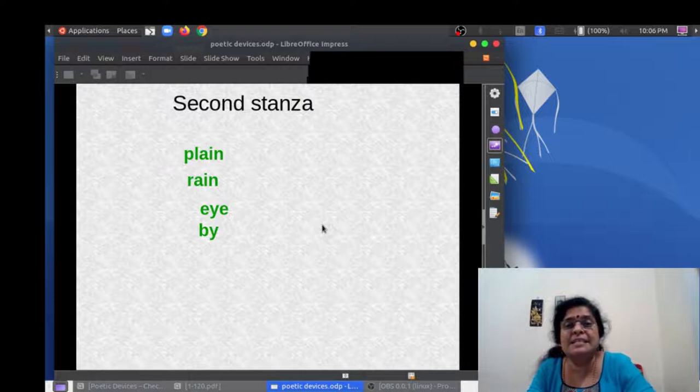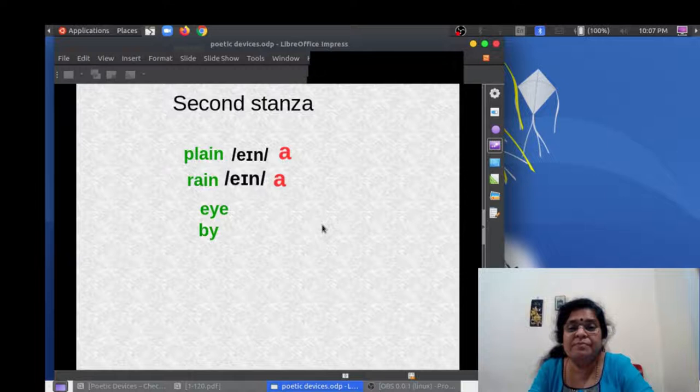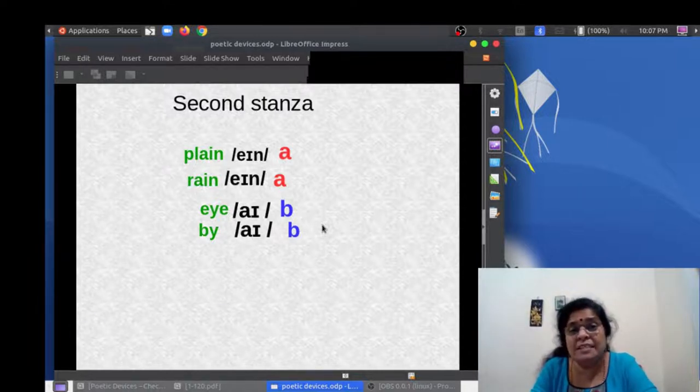So come to the second stanza. What are the last words of each line from the second stanza? Plain, rain, I, buy. Let's give them names. Plain, A. Next, rain. What name can we give? A. Both are the same sounds. Now come to the third word, I. Is it similar to the above two sounds? No. So, give another name. B. Next, buy. I, buy, the same sound. So, B. So, what is the rhyme scheme? Yes. A, A, B, B.